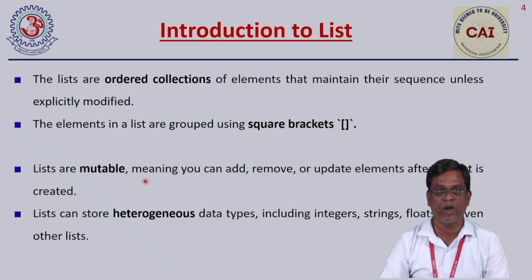The next point is that lists are mutable, meaning that they are modifiable. We can add an element, remove an element, or update an element in the list once it is created. And a list can store heterogeneous data types, meaning that it can store integer data type, string data type, float data type, or any other derived data type also.